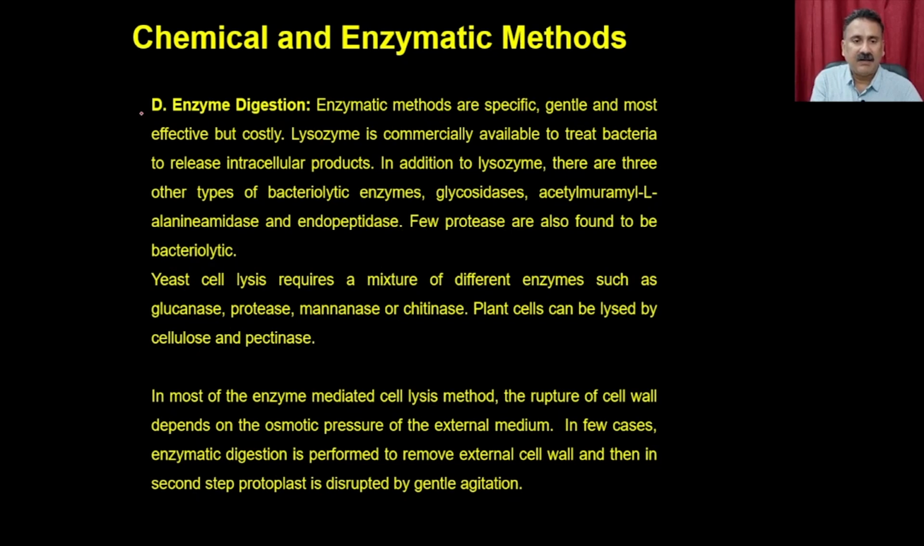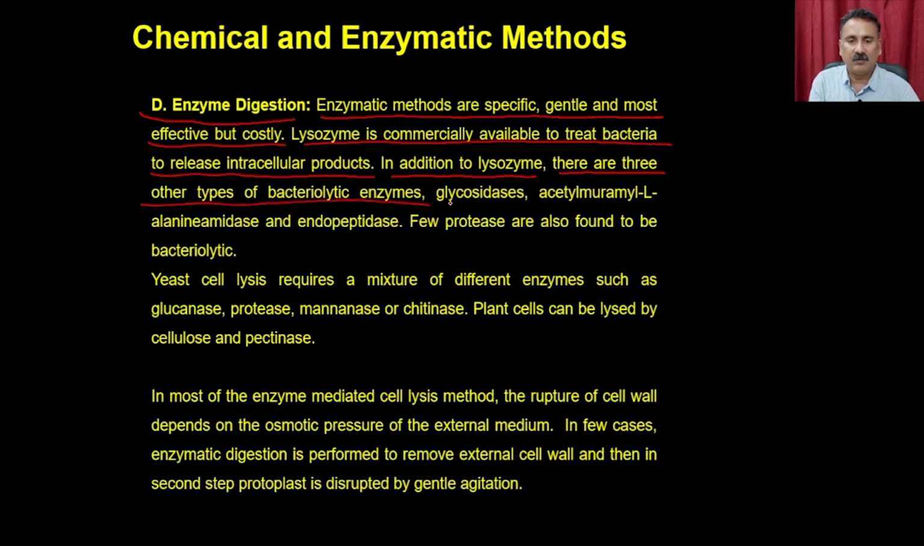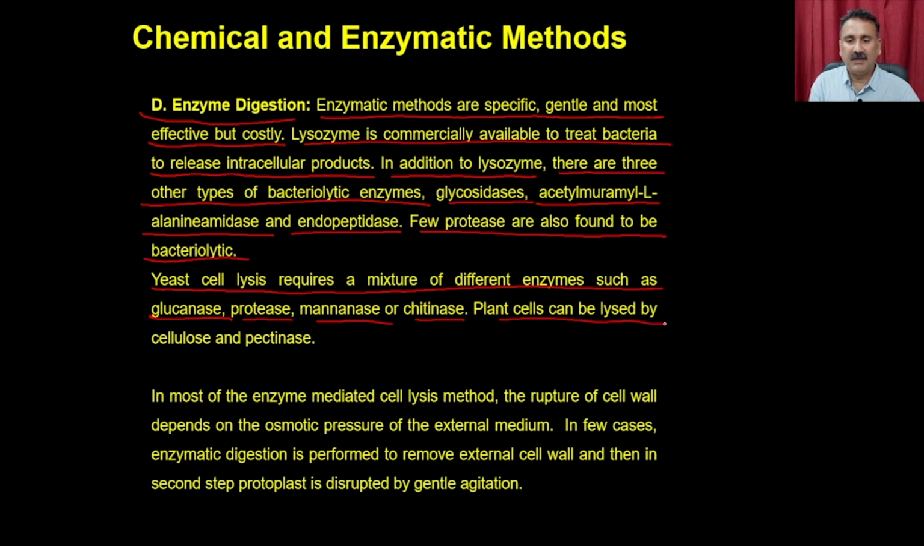Then you have the enzymatic method. Okay, so enzymatic methods are specific, gentle, and most effective but costly. Lysozyme is commercially available to treat the bacteria to release the intracellular product. In addition to lysozyme, there are three other types of bacteriolytic enzymes like the glycosidases, acetylmuraminidase, L-alanine amidase, and the endobacterase. Food proteases are also found to be bacteriolytic. Each cell lysis requires a mixture of different enzymes such as glucanases, proteases, manases, or chitinases. Plant cells can be lysed by the cellulases and the pectinases.